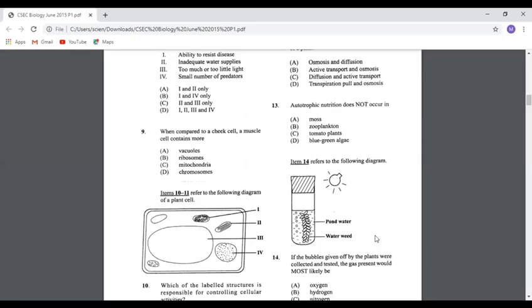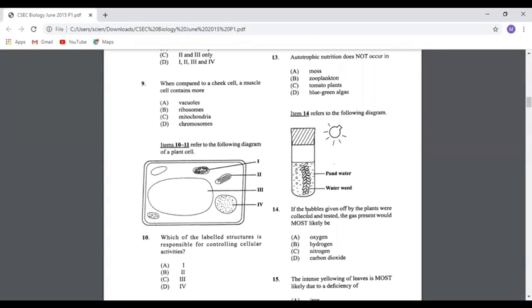Question 14. Item 14 refers to the following diagram. Like I said, I normally move to the question. If the bubbles given off by the plants were collected and tested, the gas present would most likely be. So now we have to go back to the diagram to look at what's happening and then determine what the gas would be. We have a light source here, then a beaker with pond weed, our water weed and pond water, and then we see some bubbles. The bubbles here would represent the gas. Based on what I'm seeing, this looks like photosynthesis happening, and if photosynthesis is happening and gas is being given off, that gas would have to be oxygen. All right, so that's A.